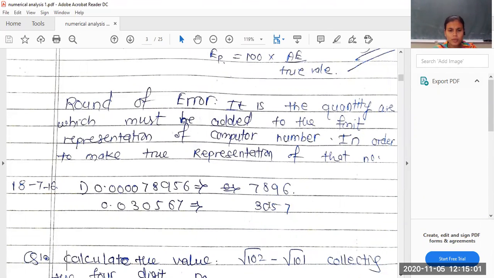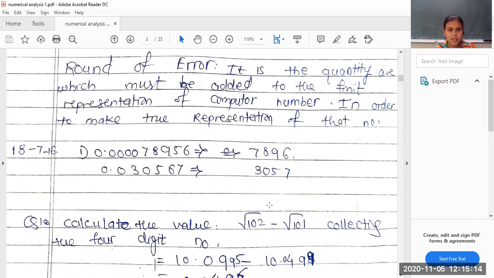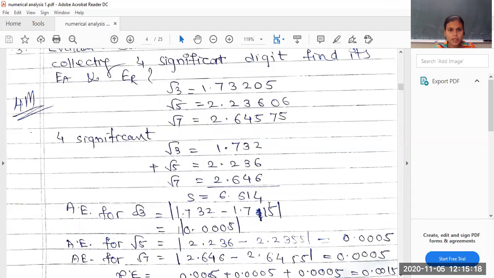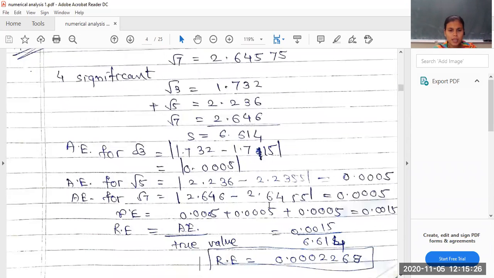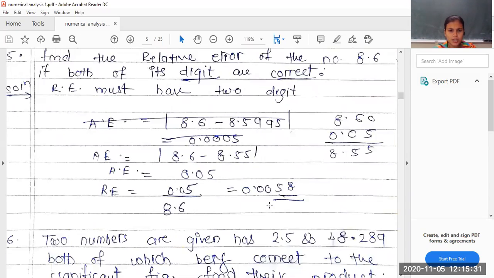What is a round off error of a number? You already know how to find the round off of a number. It is a quantity which must be added to the finite representation of a number in a computer in order to make a representation of the number. Next we have seen this example of how to find the error. I have shown you how to do it for root 3. First you write down the value of root 3 up to 4 significant digits, then find the absolute error, relative error and the percentage error.